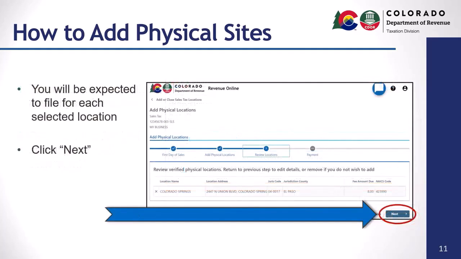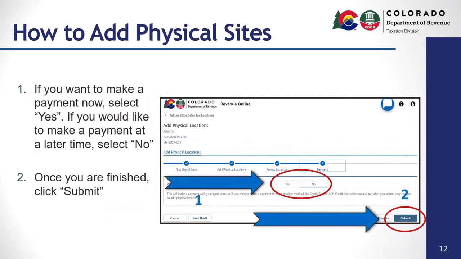Displayed is a list of sites you have selected. You will be expected to file for each selected location. Click on the Next button. You are now at the payment screen. If you want to make a payment now, select Yes. If you would like to make a payment at a later time, select No. Your new licenses will not be issued until your license payment has been received. Once you are finished, click on the Submit button.